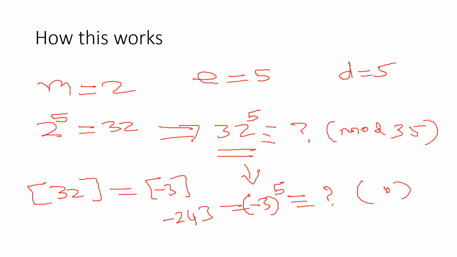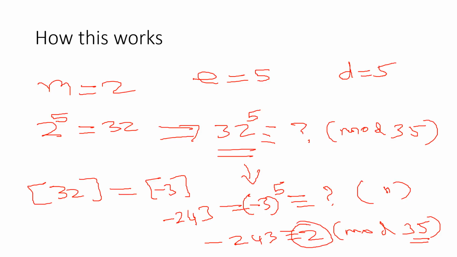And we know the following: minus 243 is congruent to 2 mod 35. How do we know that? Because if you take 243 minus 2, which is 245, that's divisible by 35. And therefore, here's the message.